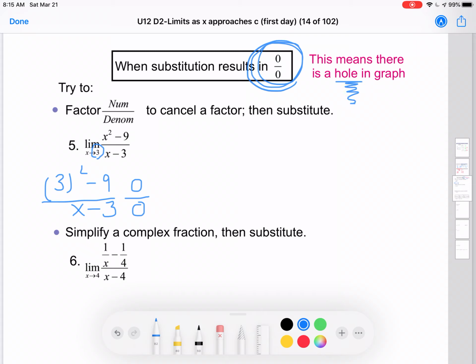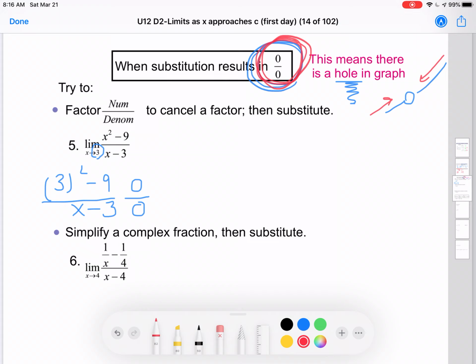But just because there's a hole in the graph doesn't mean that the limit doesn't exist, right? So we could have a hole in the graph like this, but as I approach from the left and as I approach from the right, I'm still going to approach the same y value, so the limit does still exist. So here's what we do when you wind up with this special situation, and the whole lesson today. We're going to wind up with 0 over 0 as we sub in, and we still want to be able to find that limit.